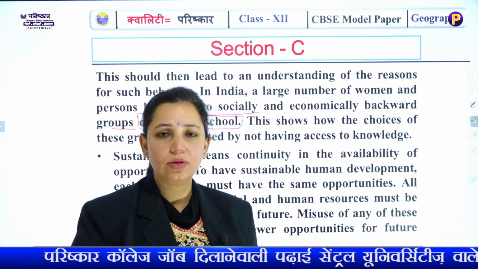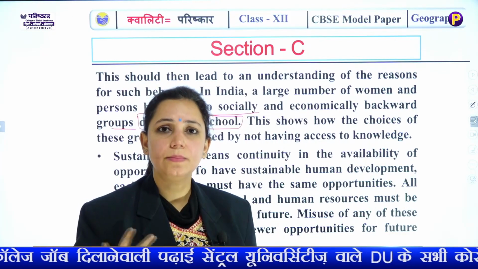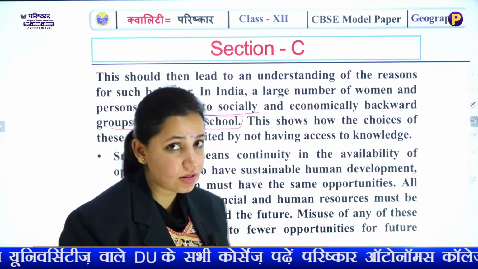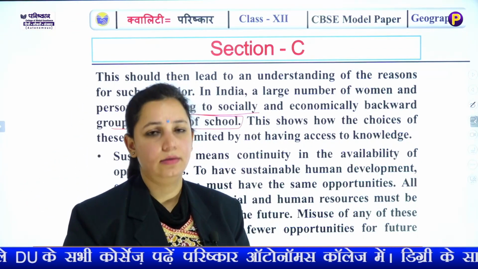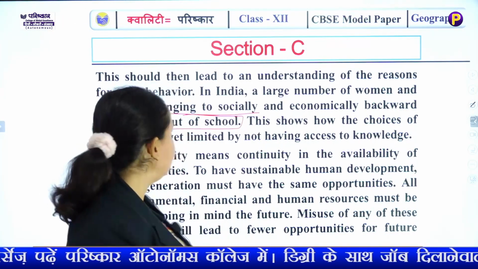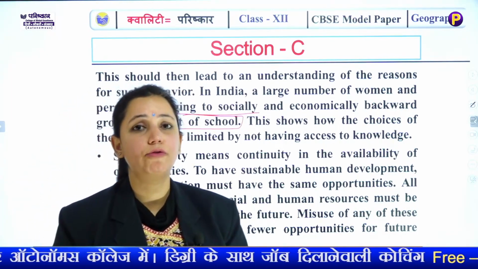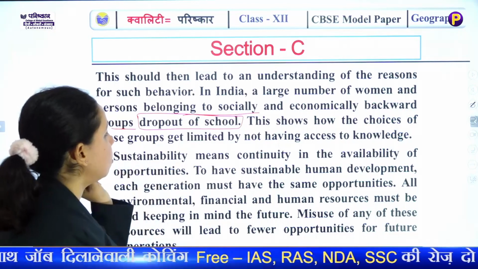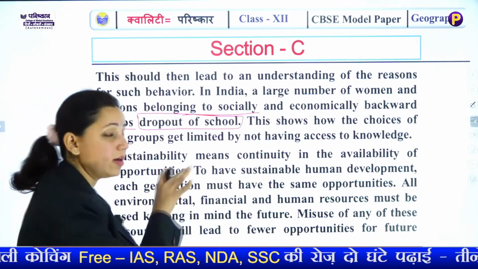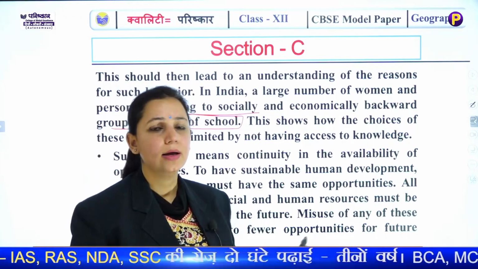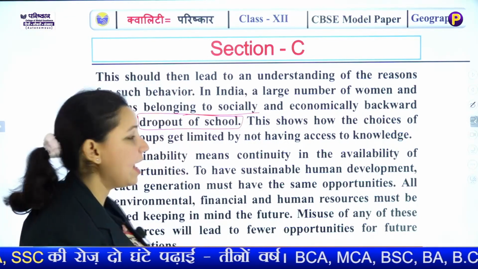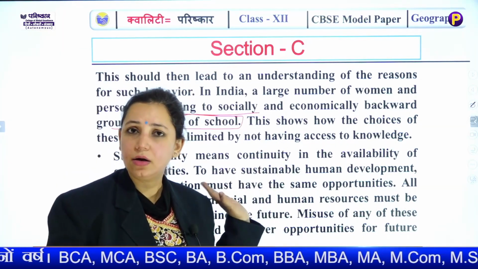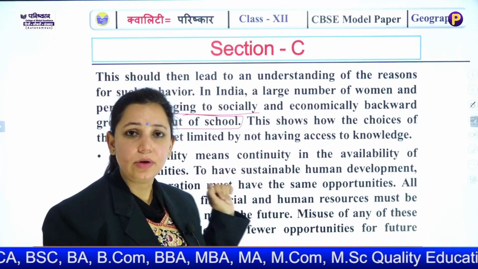A school dropout: we have to see what kind of section are the most school dropouts in every country. So we can see the women are especially the hardest hit by this dropout enigma, and the economically backward who can't afford their higher studies are the most school dropouts. This shows the choices of these groups, women and the economically backward, are now limited and they have no access to knowledge. Now this is a parameter, this is how you judge the pillar of the concept of equity.